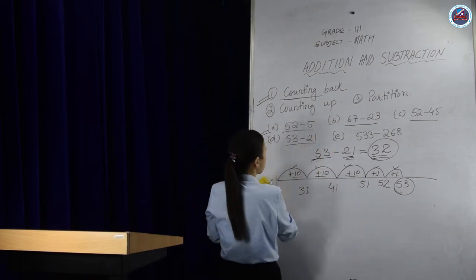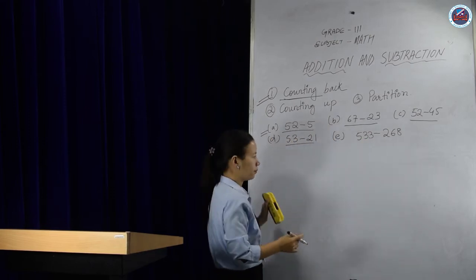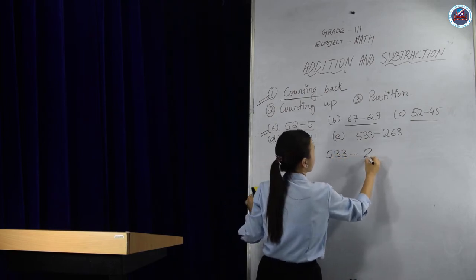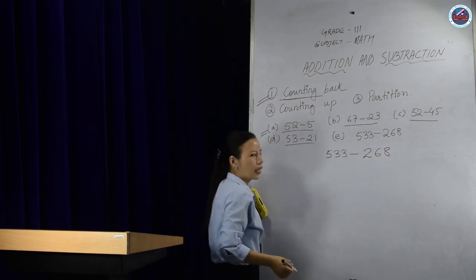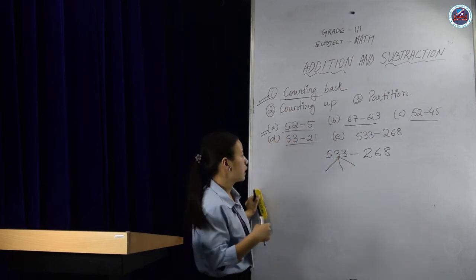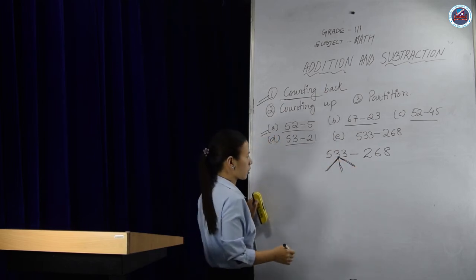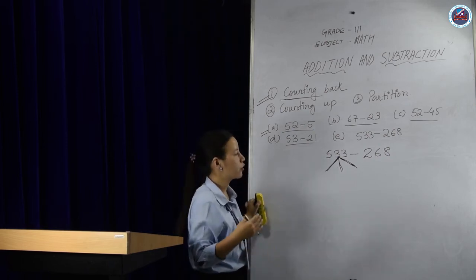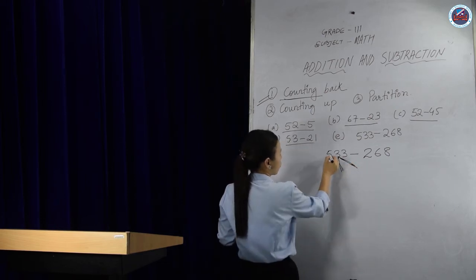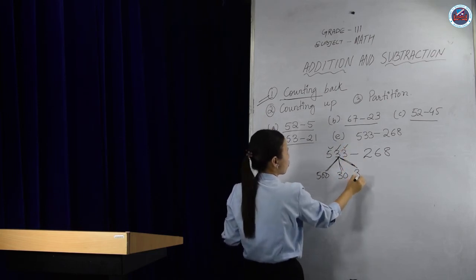Now let's go to the last strategy, that is the partitions method. 533 subtracted with this 268. In the previous video, we learned about partitioning for addition. Now we're going to do it for subtraction. The steps are the same, the only difference is we're going to subtract. So first we will partition the number into its place value. So 5 in the hundreds, so 500, 3 in the tens, so 30, 3 in the ones, so 3 again.